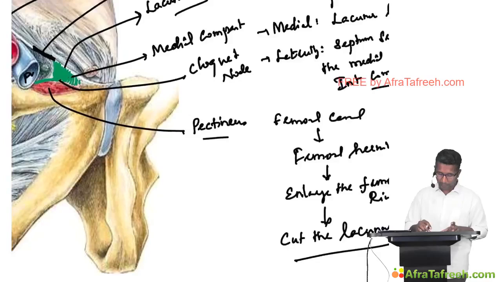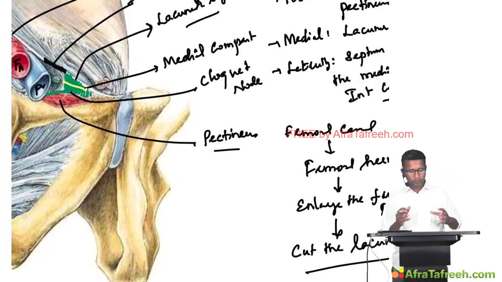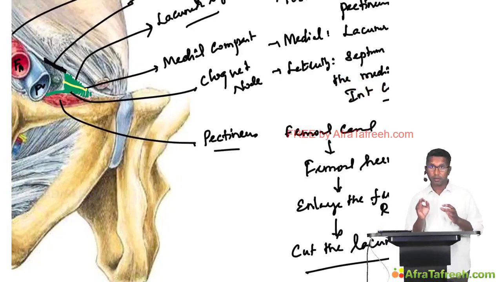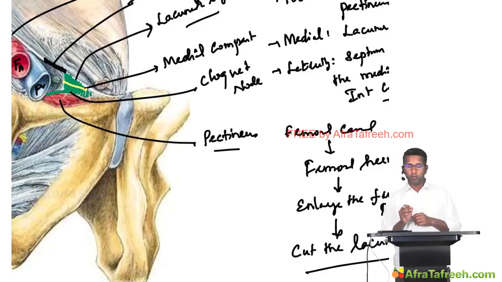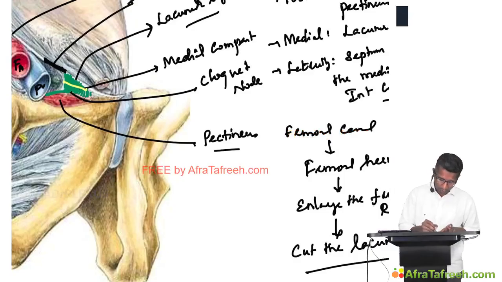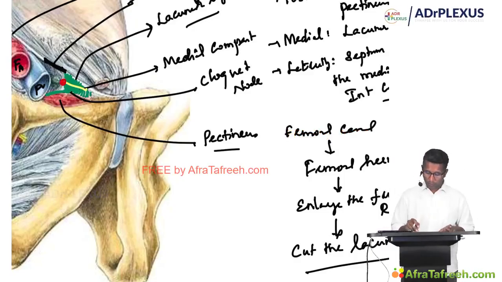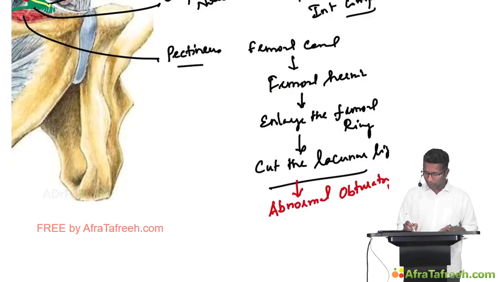So you can cut it here and you can enlarge the femoral ring. There is no problem in it. But sometimes, guys, please remember, an abnormal obturator artery can be seen here. Sometimes when you cut here, if there is an abnormal obturator artery and you cut it, then it can result in severe bleeding.